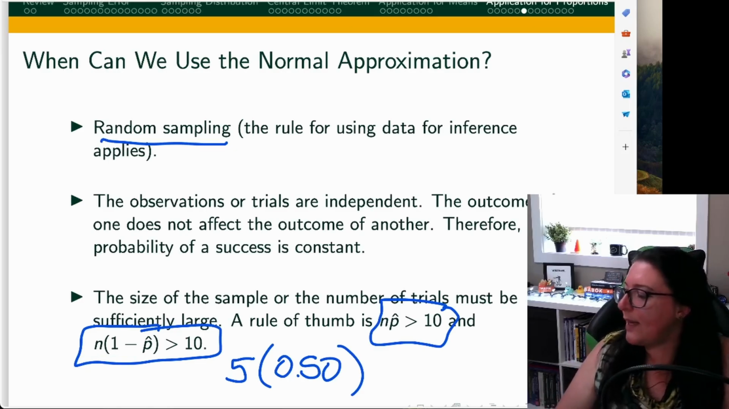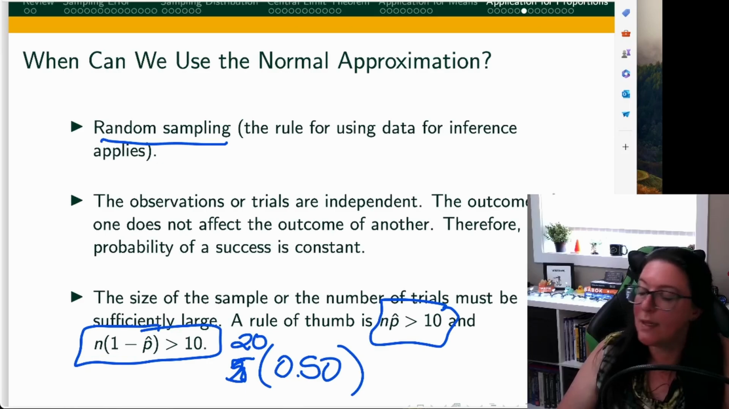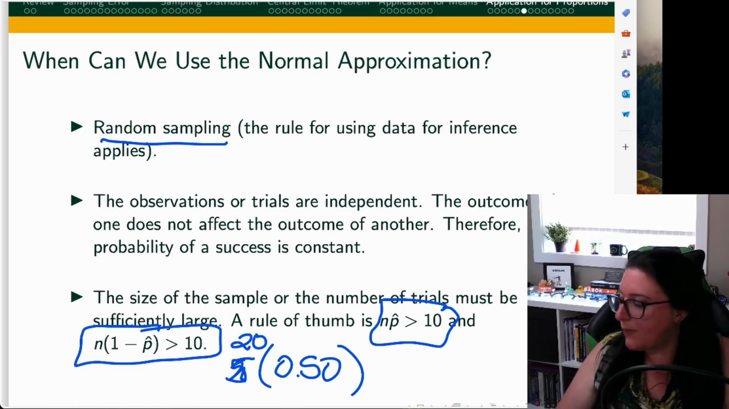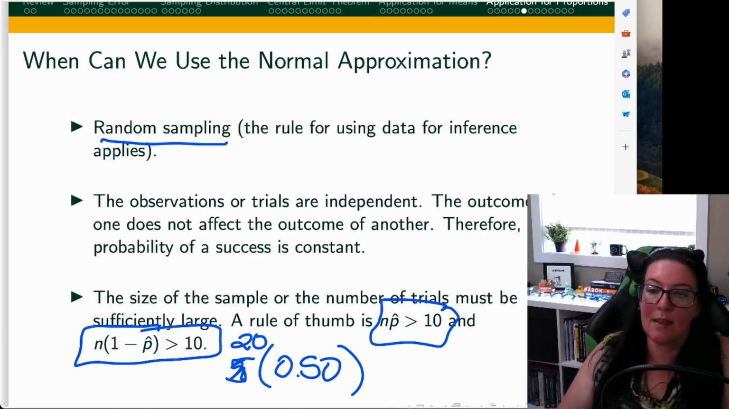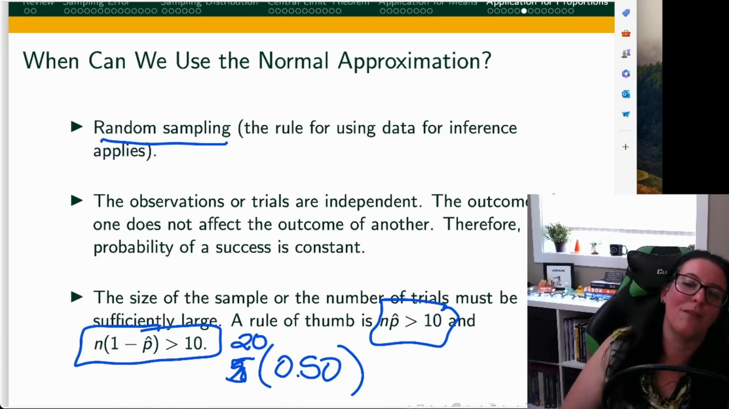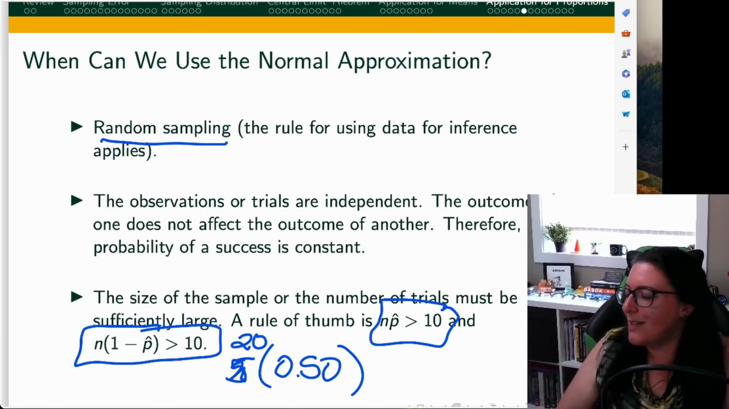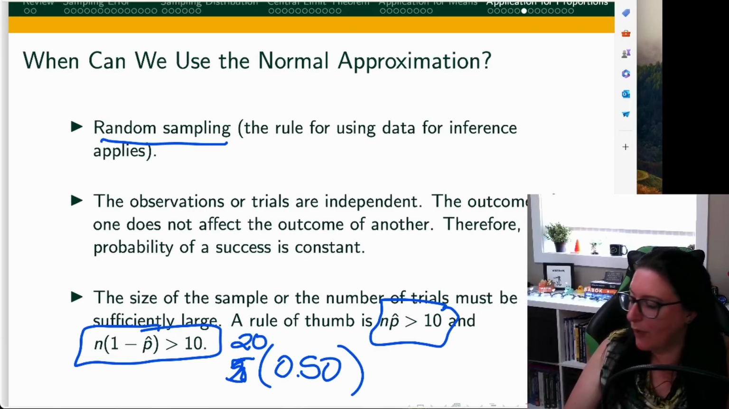Okay, so we need a sample that's big enough to get us to be more than 10. So if instead I made this a sample size of 20, when the probability that someone is a Democrat is 50%, then you can see that's not quite enough because we're exactly at 10. We should get one more, a sample size of 21, to get that. Then we look at the other one. What's the probability of failure? So you want to make sure they're both more than 10 at a minimum.